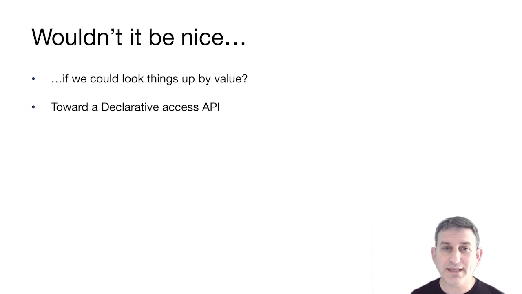But wouldn't it be nice if we could look things up by value? After all, we talked about having declarative languages like SQL. Couldn't we have a declarative access API that would return all tuples that satisfy some conditions? Well, we could with heap files, right? But it would probably be pretty slow.